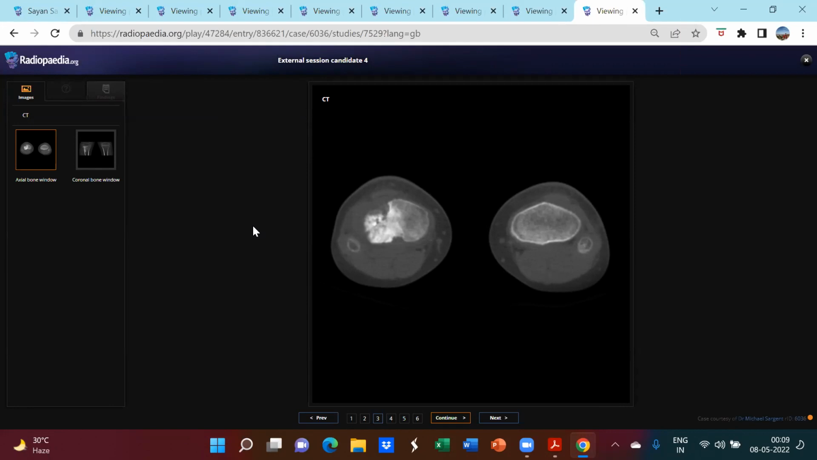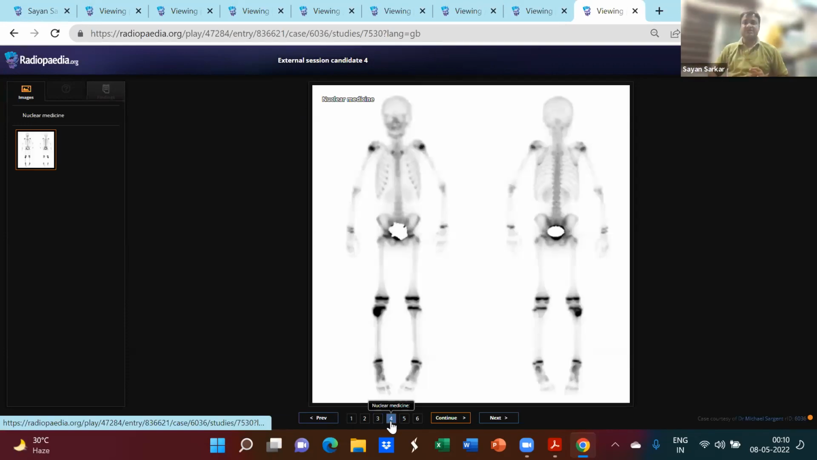But what will you do next? Well, I will discuss the case with the referring physician. From your end, what will you do before you discuss? Well, a bone scan to see osseous metastasis and a CT chest abdomen pelvis for staging. I think they have done some nuclear image. Let's see.